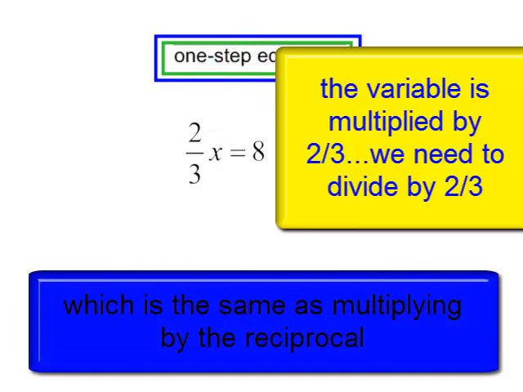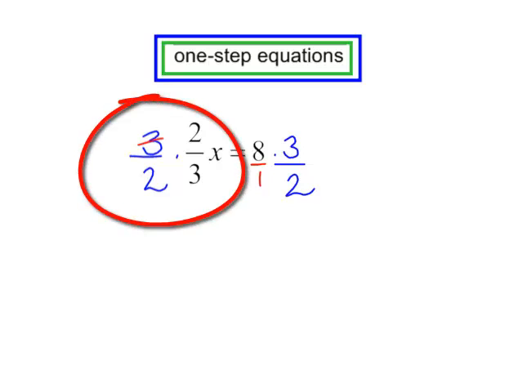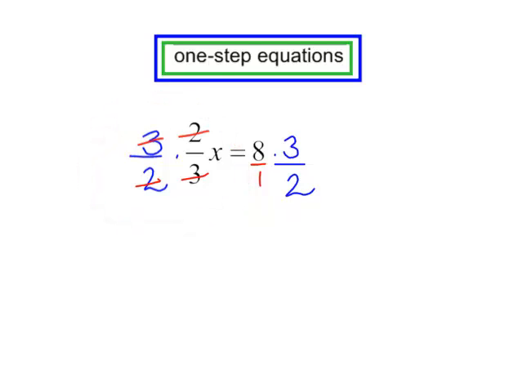I could choose to multiply by the reciprocal, which is 3 over 2. Of course, whatever you do to one side, you have to do to the other. Now, if you would like to put this 8 over 1 so you can understand this problem better, that's fine. Well, let's see what happens on the left side. Sure enough, the 3's cancel and the 2's will cancel. That will be 1 times x, which is just x.